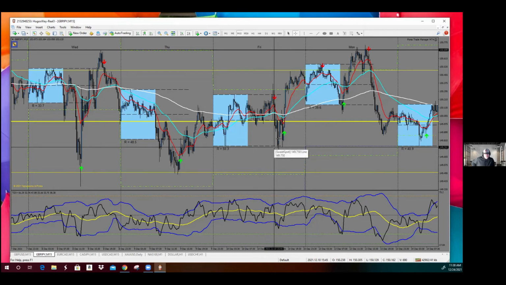149.75. Okay. Gave you that 25 pip stop on it. Look what it did right here. Here was Asian low. It went past it just enough to take their money. Okay. And then created the pattern in New York and gave you the trade. Okay. So you look, check this out.